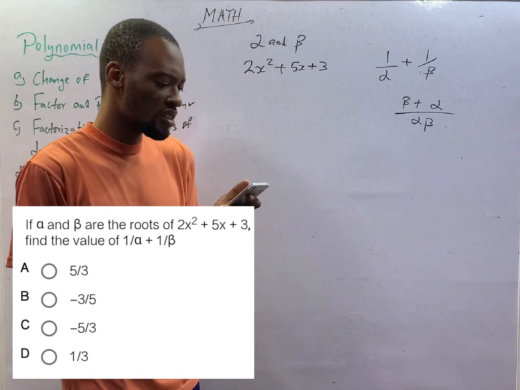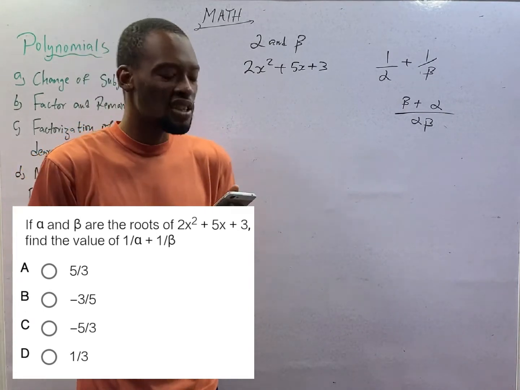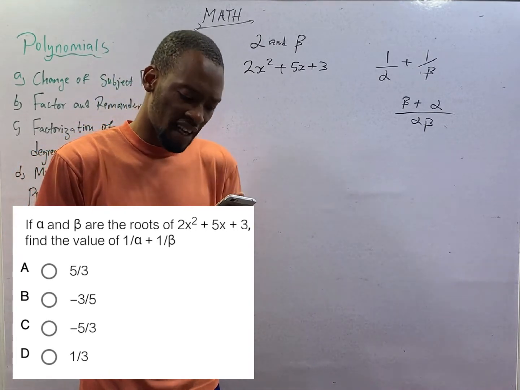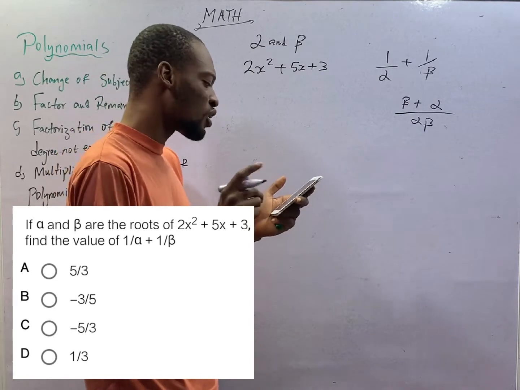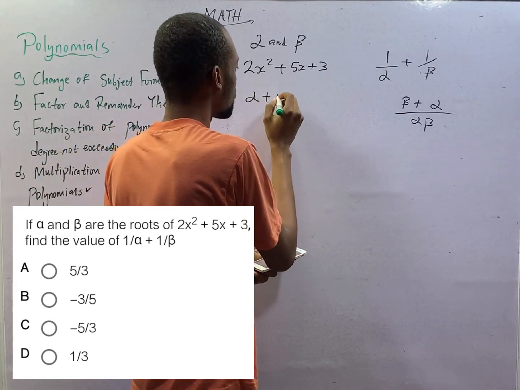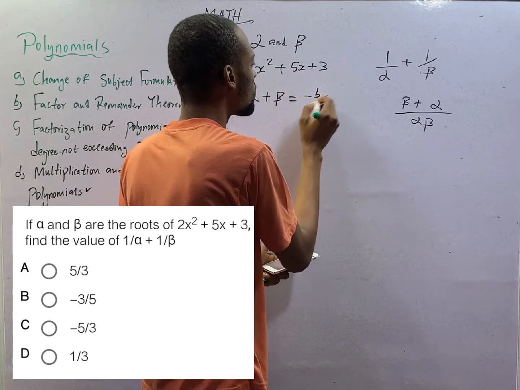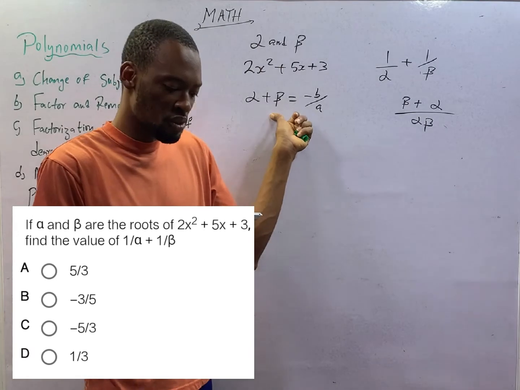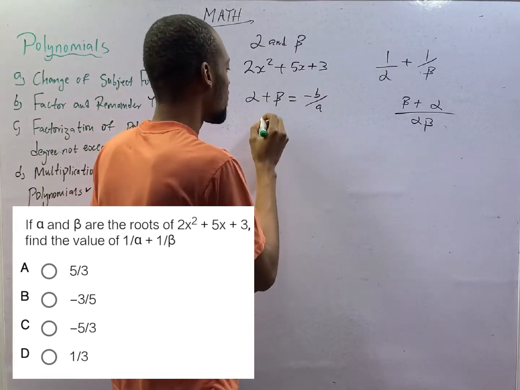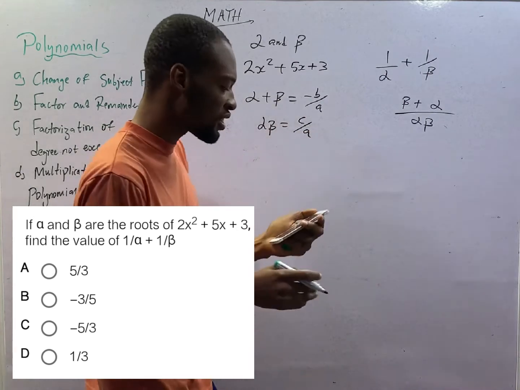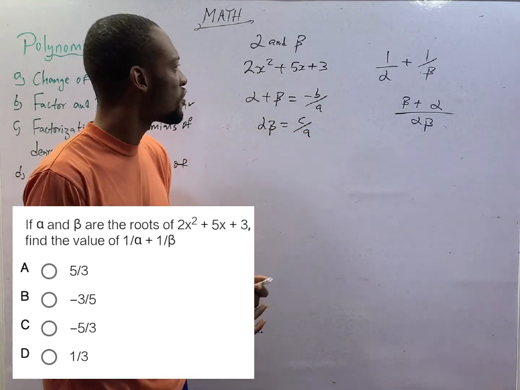Now look at it. If you are given a quadratic expression or a quadratic equation or whatever, alpha plus beta is always minus b over a. So alpha plus beta is minus b over a, and alpha beta is always c over a. That is the rule for quadratic function.